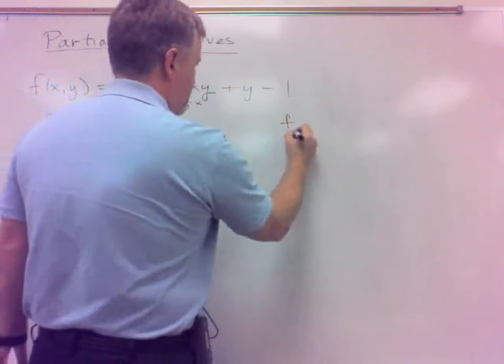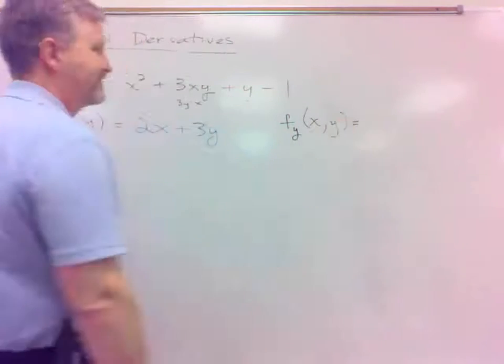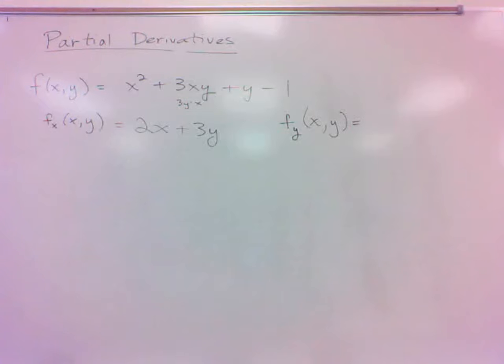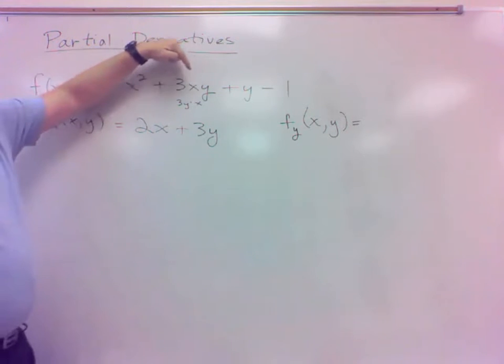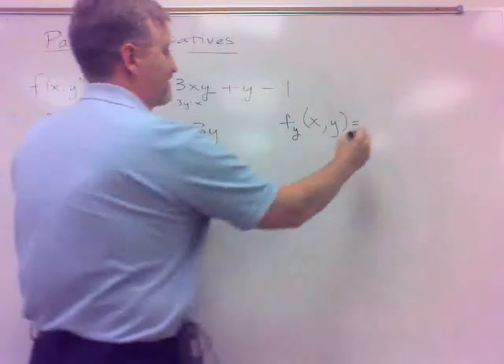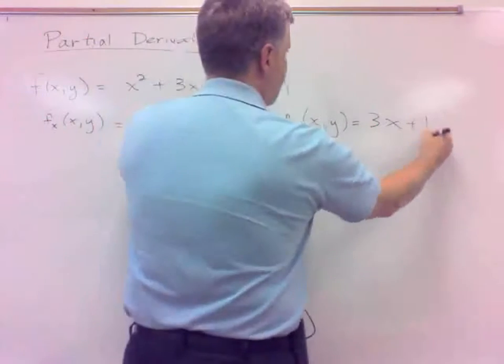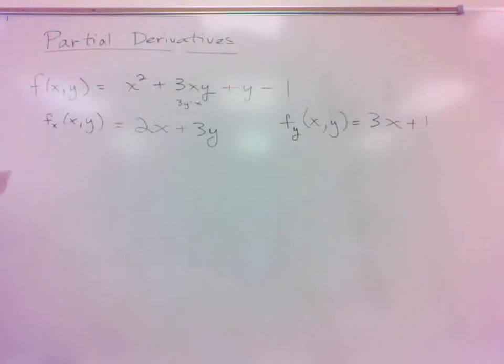Then if we do the partial derivative with respect to y of this function, we're going to hold the x fixed, and so the x is going to be our constant in that case. The first term here is constant, so the derivative of that is 0. Here, we've got 3x times y, but that 3x is our constant, so it stays 3x. The derivative of y would be 1, and the derivative of the last constant would be 0.